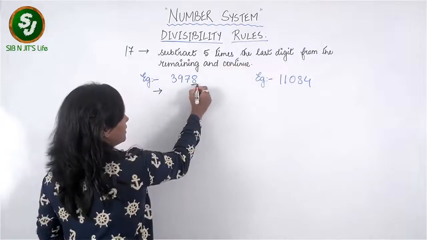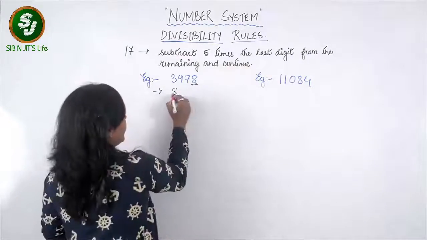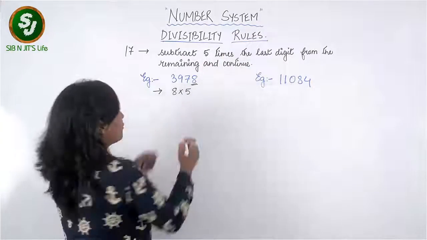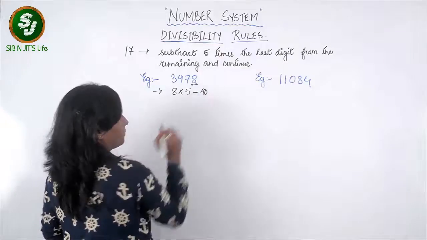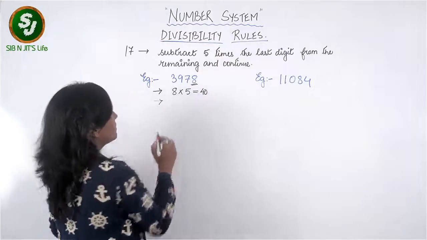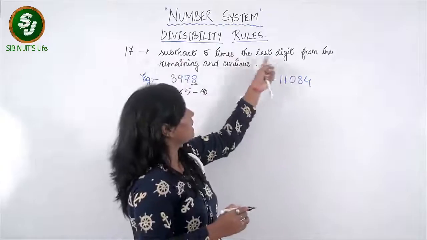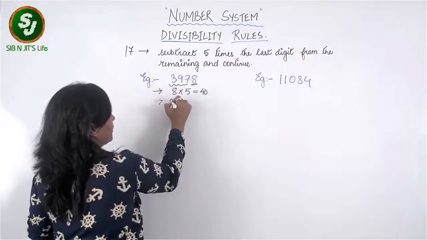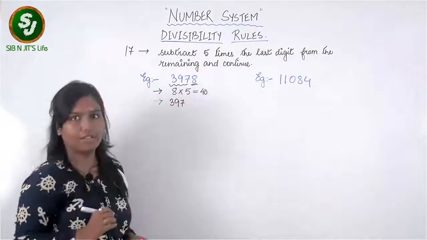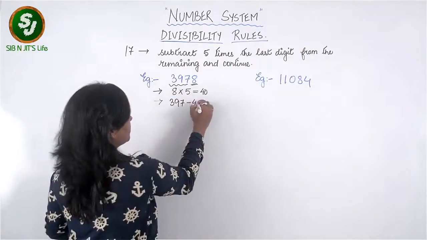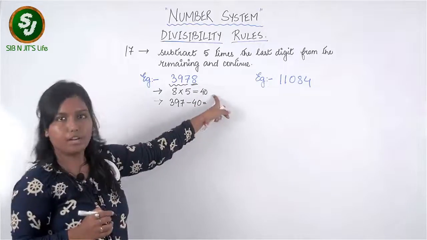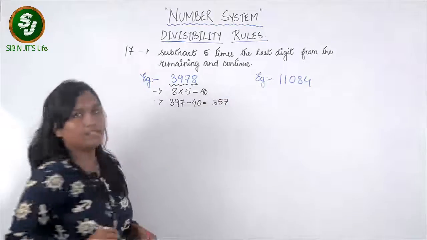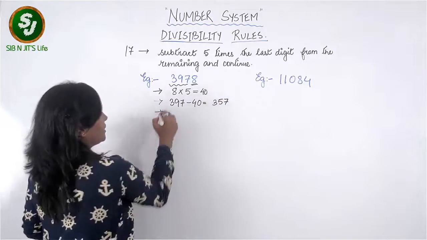So the first step here is to subtract 5 times the last digit. What is the last digit here? 8. So 8 into 5, that means 5 times the last digit, is 40. The next step is to subtract this product from the remaining digits. Now what are the remaining digits here? 397. So 397 minus 40, the product. What will be the answer? 357. Okay.